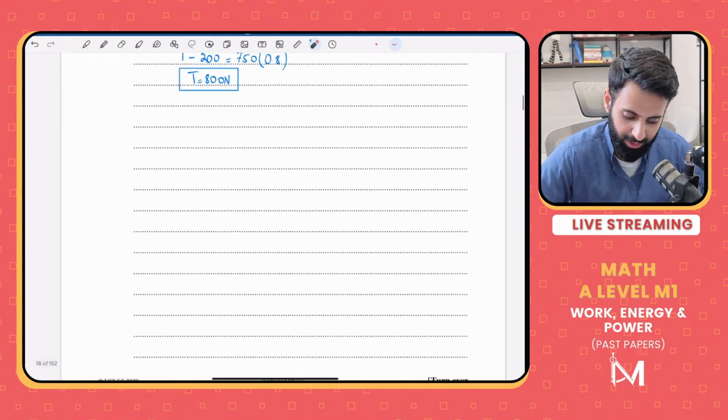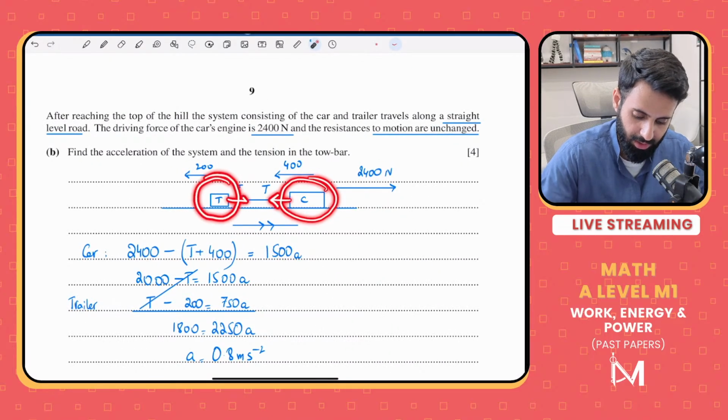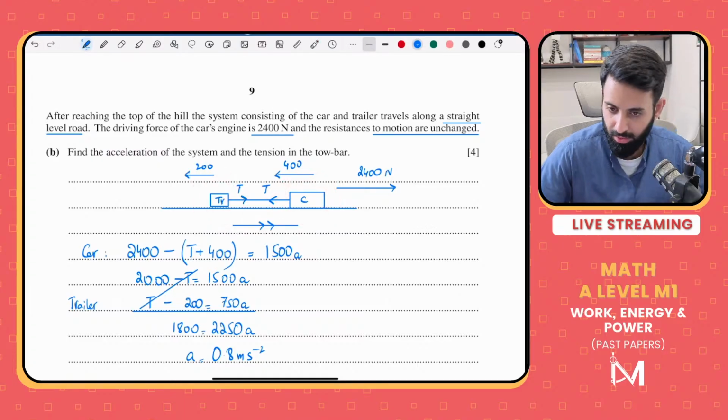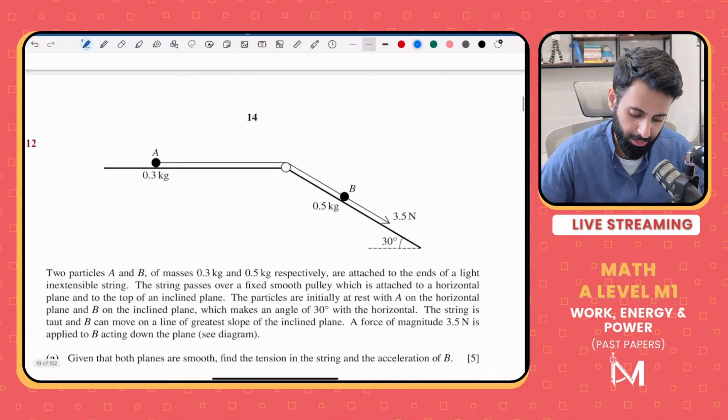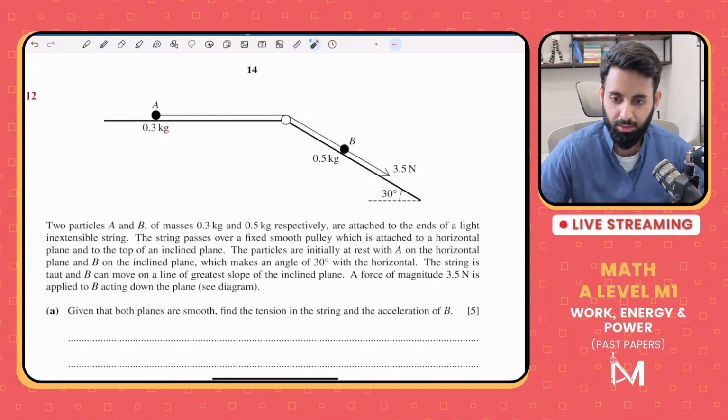Remember, tension is always acting away from the object. So if you're considering the car, tension is acting away from the car. If you're considering the trailer, the tension is acting away from the trailer. That's the rule of tension: it always acts away from the object. Like for example, here, when we're resolving from B's perspective, tension is acting in this direction. And when we're resolving from A's perspective, tension is acting in this direction. That's the rule.